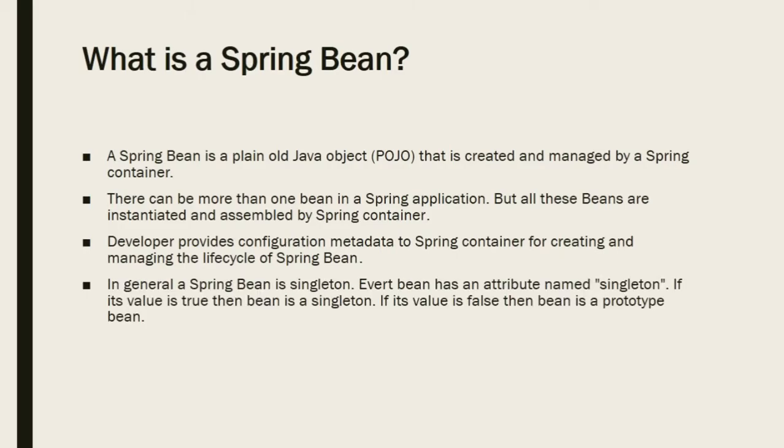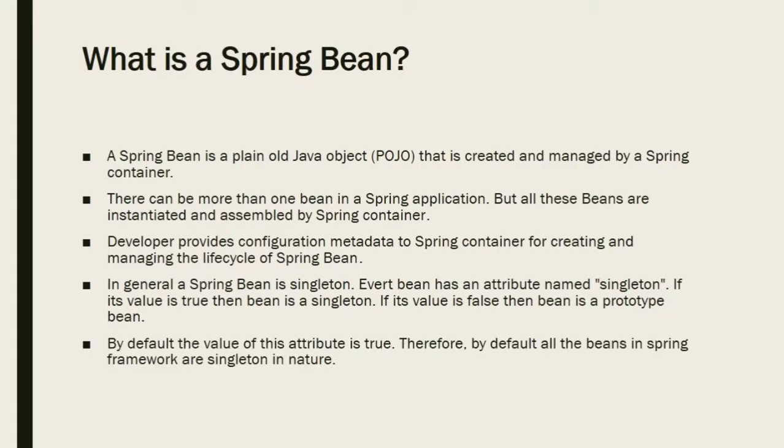4. In general, a Spring Bean is singleton. Every Bean has an attribute named singleton. If its value is true, then Bean is a singleton. If its value is false, then Bean is a prototype Bean. By default, the value of this attribute is true. Therefore, by default, all the beans in Spring Framework are singleton in nature.